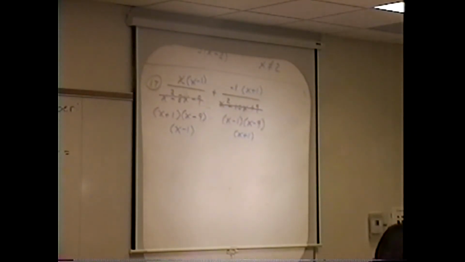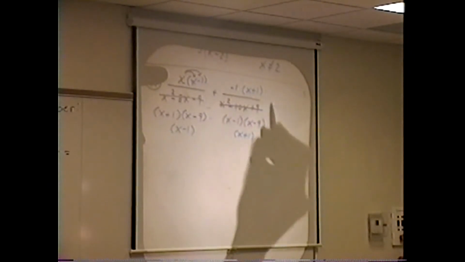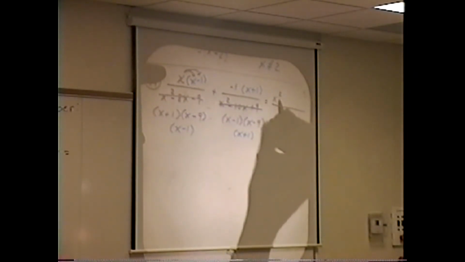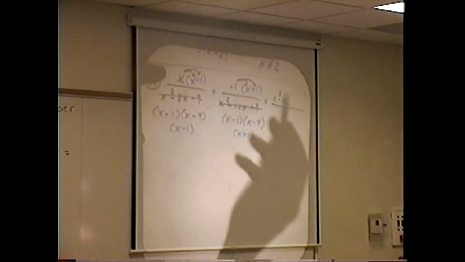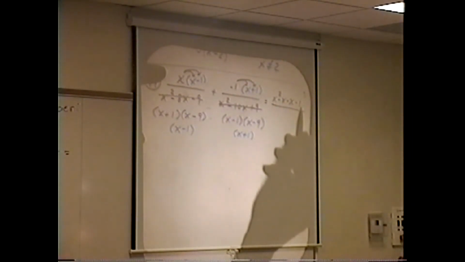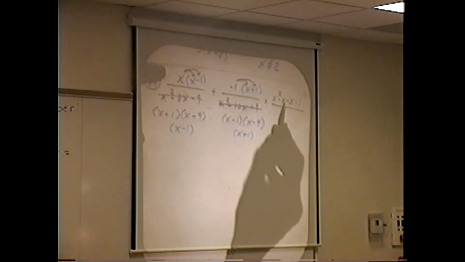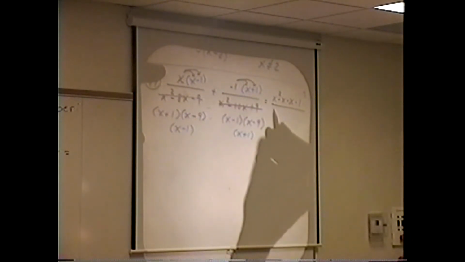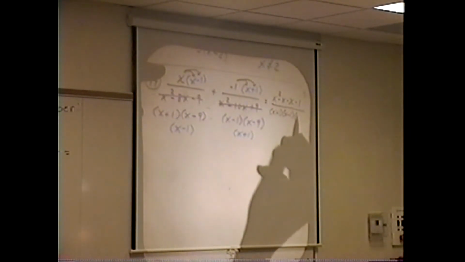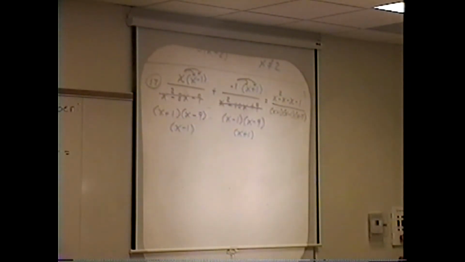My numerators are now, need to multiply these. X squared. X squared minus x. And this one gets distributed. Minus x minus 1, yes? You got that? X squared minus 2x minus 1. And my denominator is x plus 1, x minus 1, x minus 9. Almost finished. I need to write my numerator x squared minus 2x minus 1.